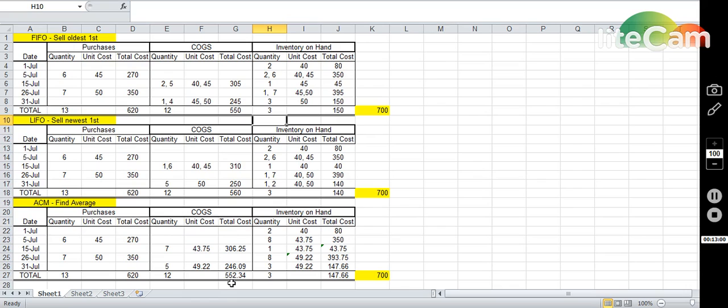And if you can see my average cost method, my cost of goods sold is somewhere in between my FIFO and LIFO method. It's between the 550 and the 560. And my inventory on hand amount is somewhere in between the 140 and the 150. It's kind of a middle of the road method. Okay, so that's it for the LIFO, FIFO, and average cost method.